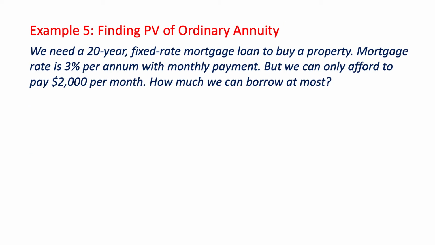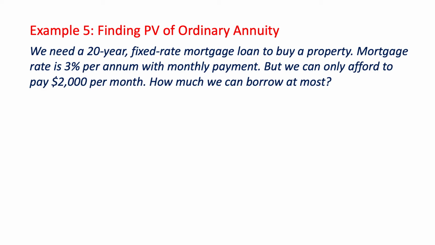Example 5 is about finding the PV of an ordinary annuity. We need a 20-year fixed-rate mortgage loan to buy a property. Mortgage rate is 3% per annum with monthly payment. But we can only afford to pay $2,000 per month. How much can we borrow at most?